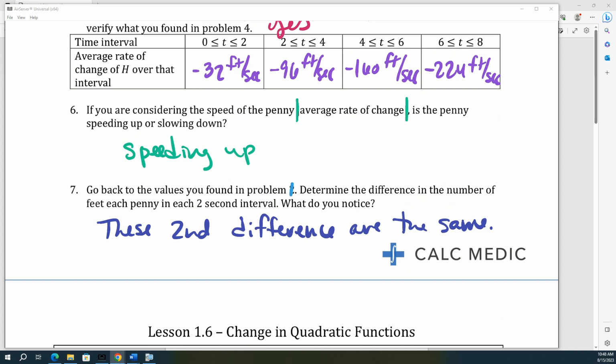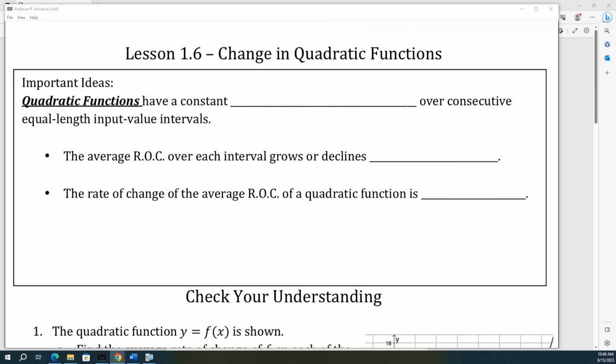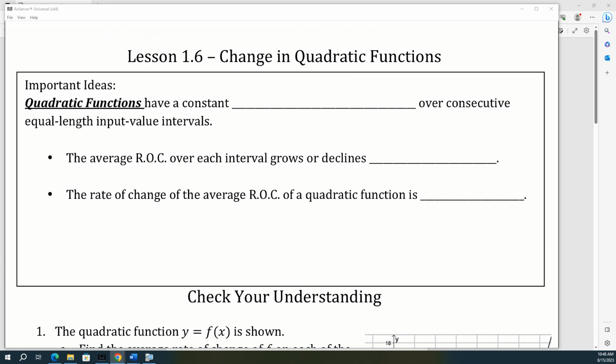All right. So let's go to the note sheet. All right, and this is all about change in quadratic functions. And quadratic functions have constant second differences over consecutive equal length input value intervals. We're going to write that so many times you're going to get tired of it. But because this is the first time this class is offered, I don't know how picky they're going to be when they grade your exam. But I do know if you word it this way, it is 100% right.